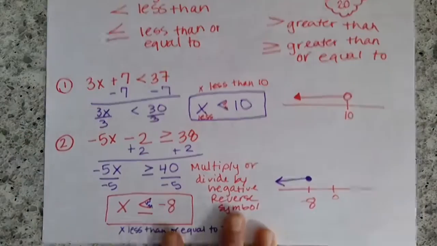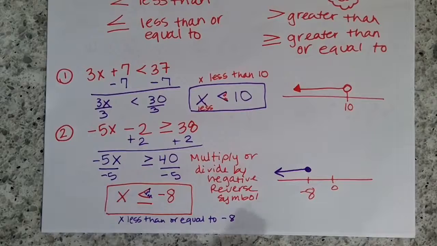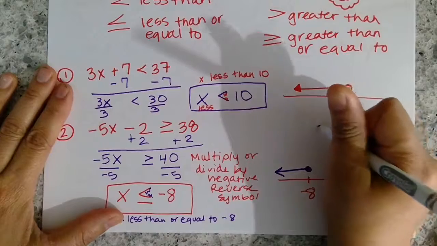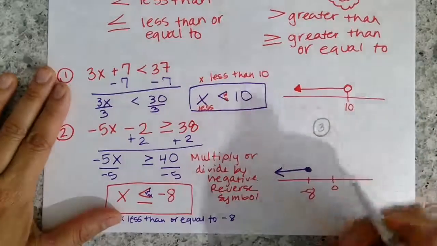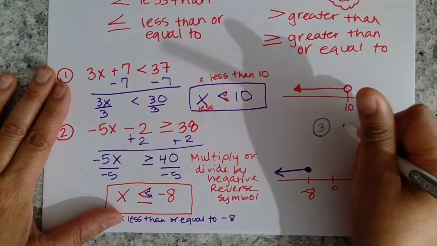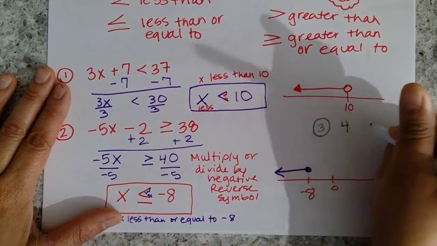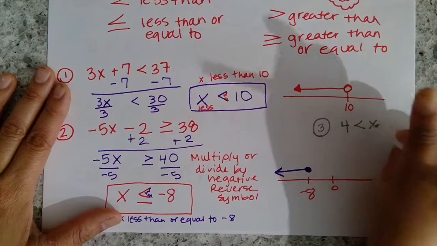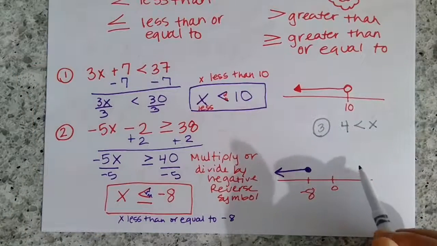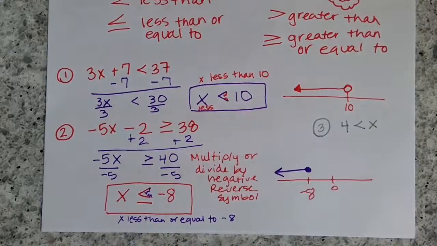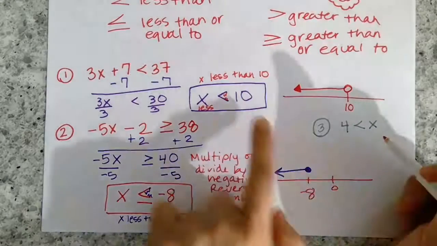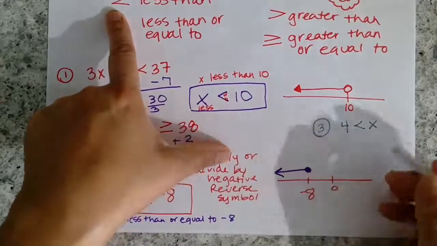Okay. Now, one important thing to note is that sometimes teachers tell you to shade the way that the arrow is pointing. Oh, it looks like that works. That's not true. So you have to be careful. Let's do another one. Let's squeeze in a problem right here. All right, in this problem, it's already solved, so we're just going to go ahead and graph it. Well, on this problem, we have 4 is less than x.